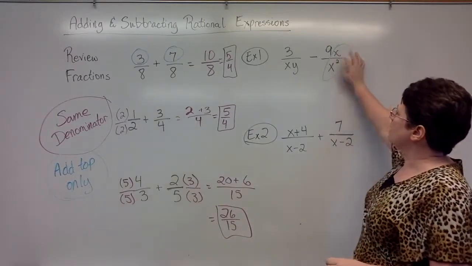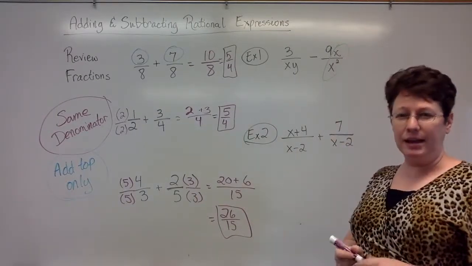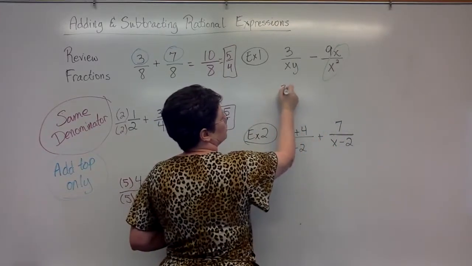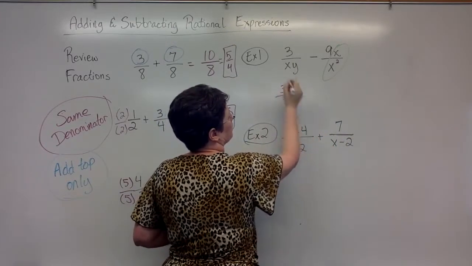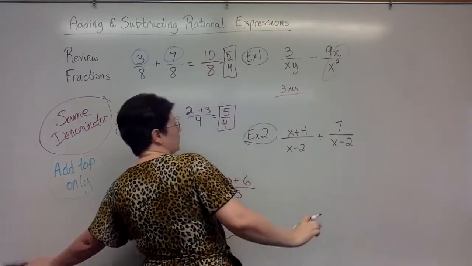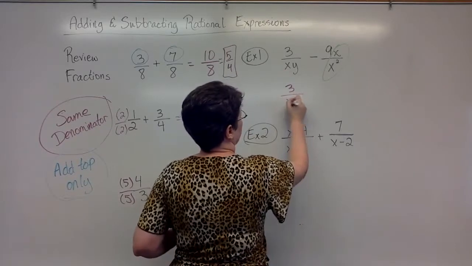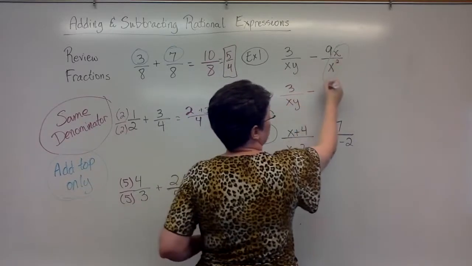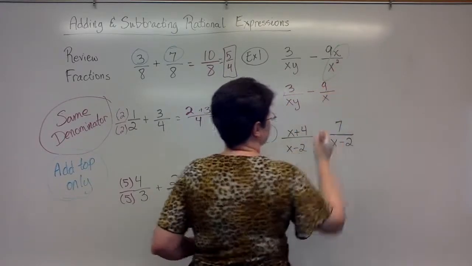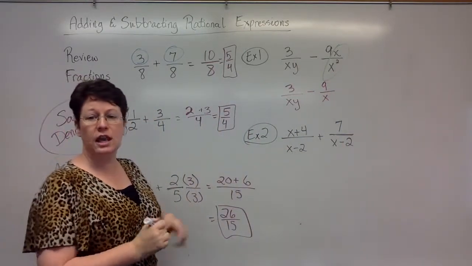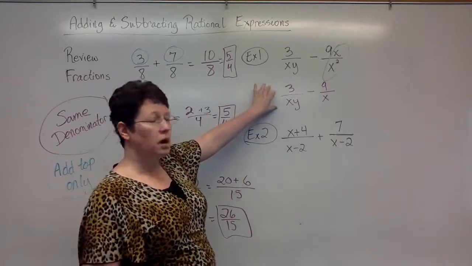Okay, so I notice I have an x over an x squared. That cancels out a little bit, right? So I'm going to write my first fraction down so I don't lose track of where we are. So I have a 3, and the xy is in the denominator, minus, and this would become 9 over x. Okay? So now I have two fractions. They are simplified. They're in their lowest possible form.